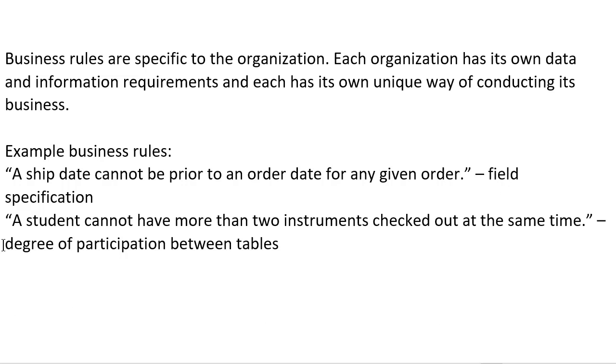Another business rule might be a student cannot have more than 2 instruments checked out at the same time. So that relates to a degree of participation between two tables. So you'd be able to limit that if you did a count on that output, and then you could say, well, you can't check out any more right now because you've already got 2 checked out. The library may have similar rules for the number of books you can check out.